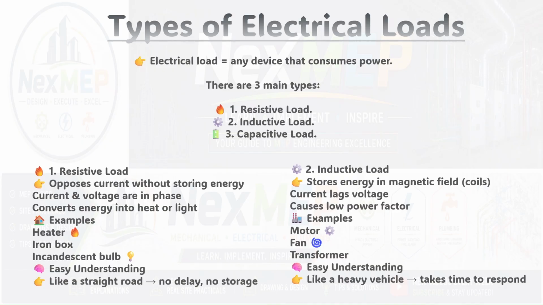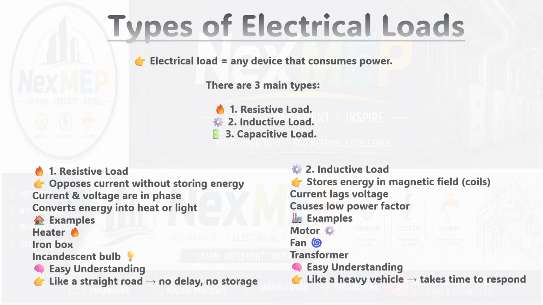A resistive load opposes current without storing any energy. The current and voltage are perfectly in phase with each other. These loads simply convert electrical energy into heat or light. Classic examples are heaters, iron boxes, and incandescent bulbs. Think of it like a straight road: no delay, no storage, just direct conversion of power.